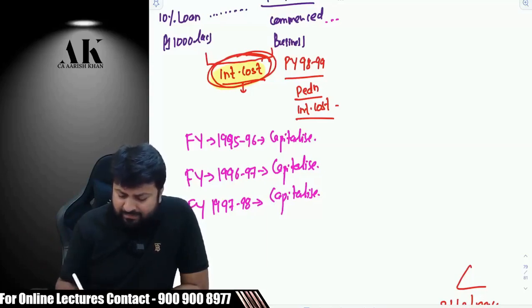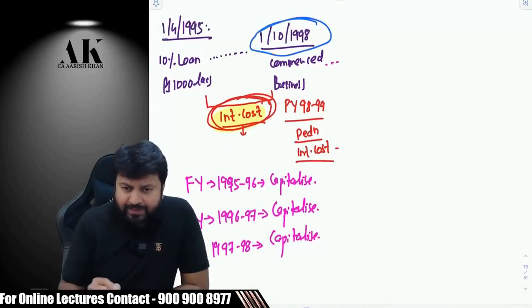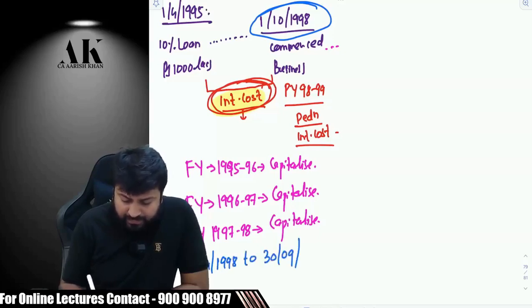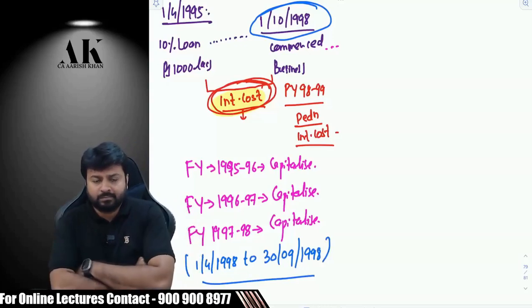Till here I don't have any issue. I have an issue now. The business is commenced in 98-99. Okay. So what will happen for the interest which I paid from 1st April 98 to 30th September 1998? What will happen with this period?